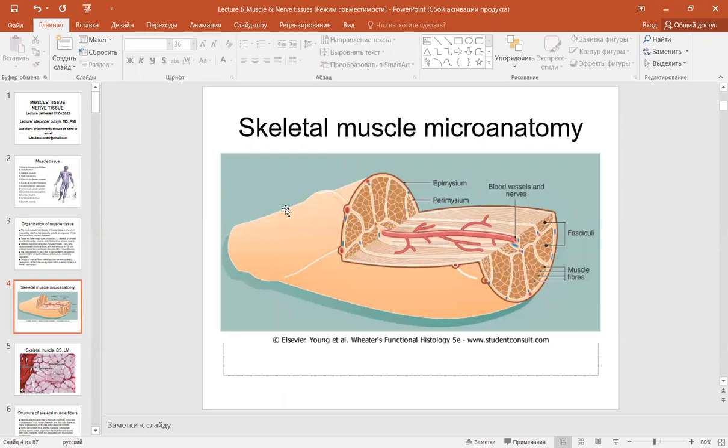Here you have the microanatomy of skeletal muscle: the muscle fibers, fasciculi, perimysium, epimysium, and endomysium surrounding each particular muscular fiber.